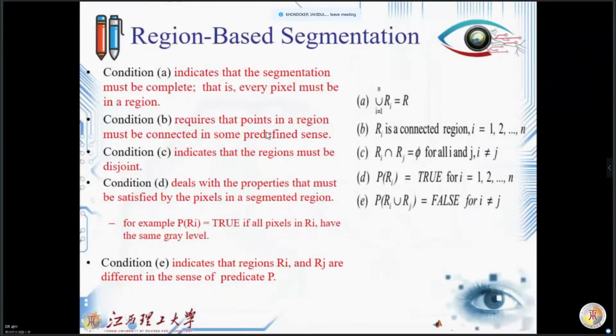Condition D deals with the properties that must be satisfied by the pixels in the segmented region. For example, P(Ri) is equal to true if all pixels in Ri have the same gray level. Condition E indicates that the regions Ri and Rj are different in the sense of predicate P. These are the conditions that we should have in region-based segmentation.